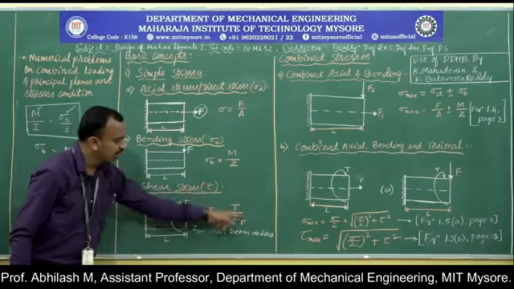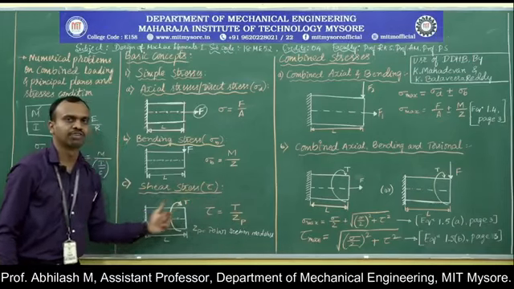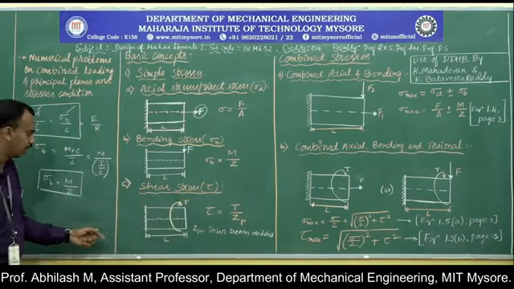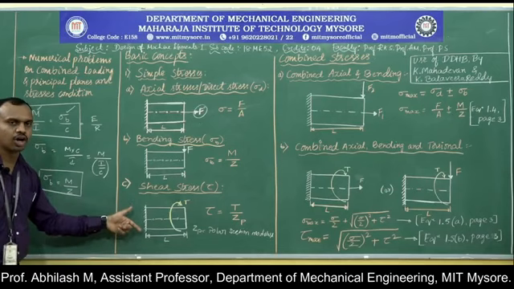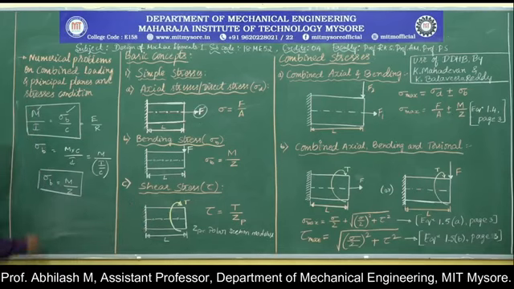And how did we arrive at this expression? Again, coming from the basics of mechanics of materials, we know that the torsional equation is given by T by J equals tau by R equals G theta by L.